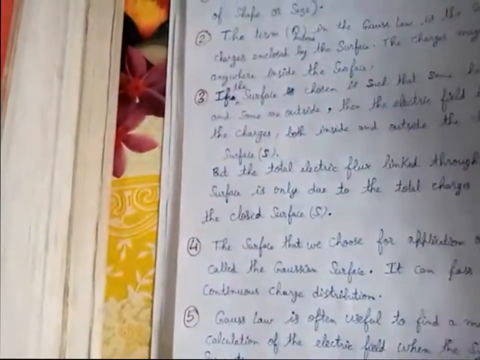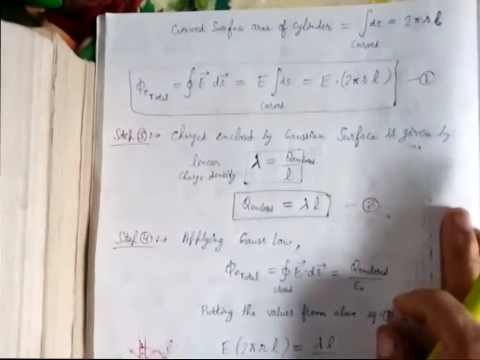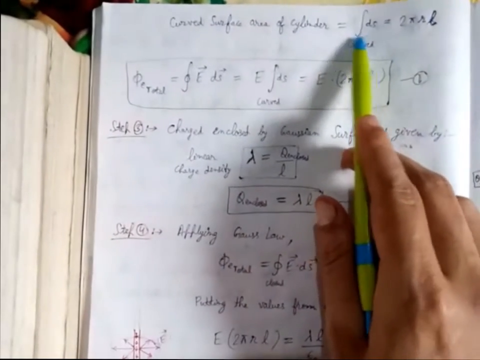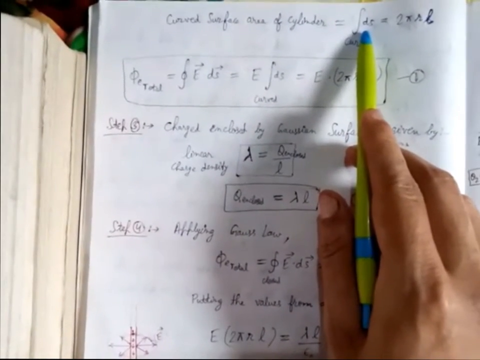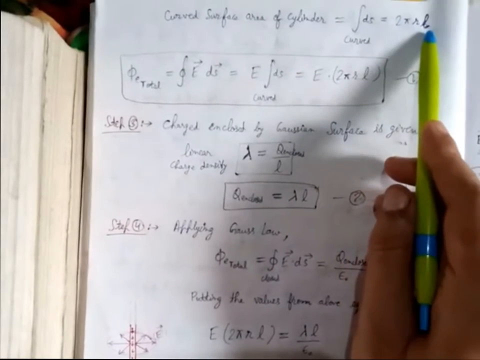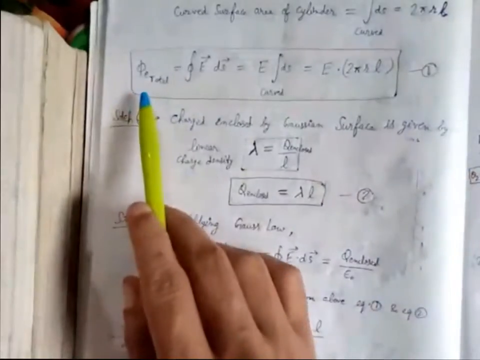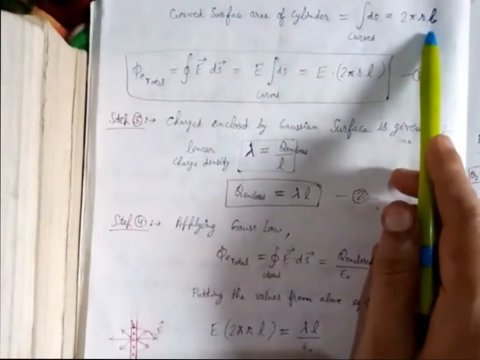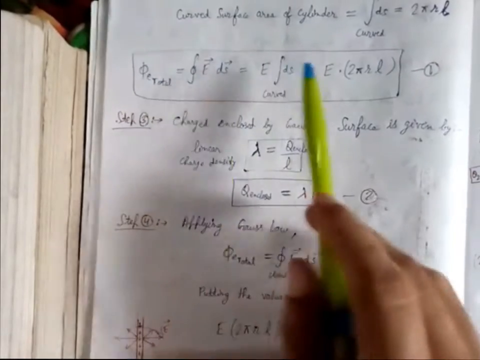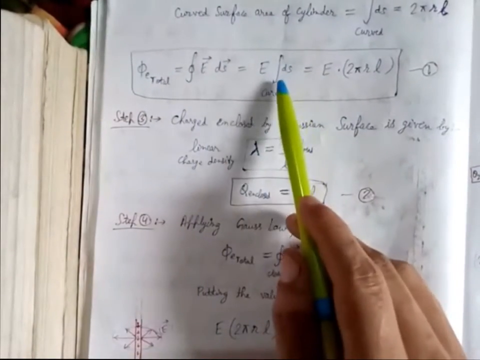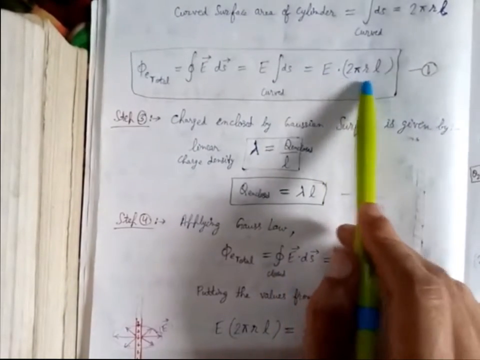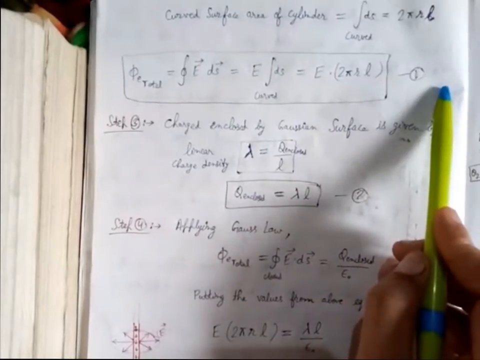Now we will put that value. The curved surface area of the cylinder, that is the integration of small ds, the complete curved surface area, is 2 pi r L. Then we put this value in the equation closed integral E dot ds, which is E into the open integral of ds, that is, electric field E into 2 pi r L. This is equation number 1.